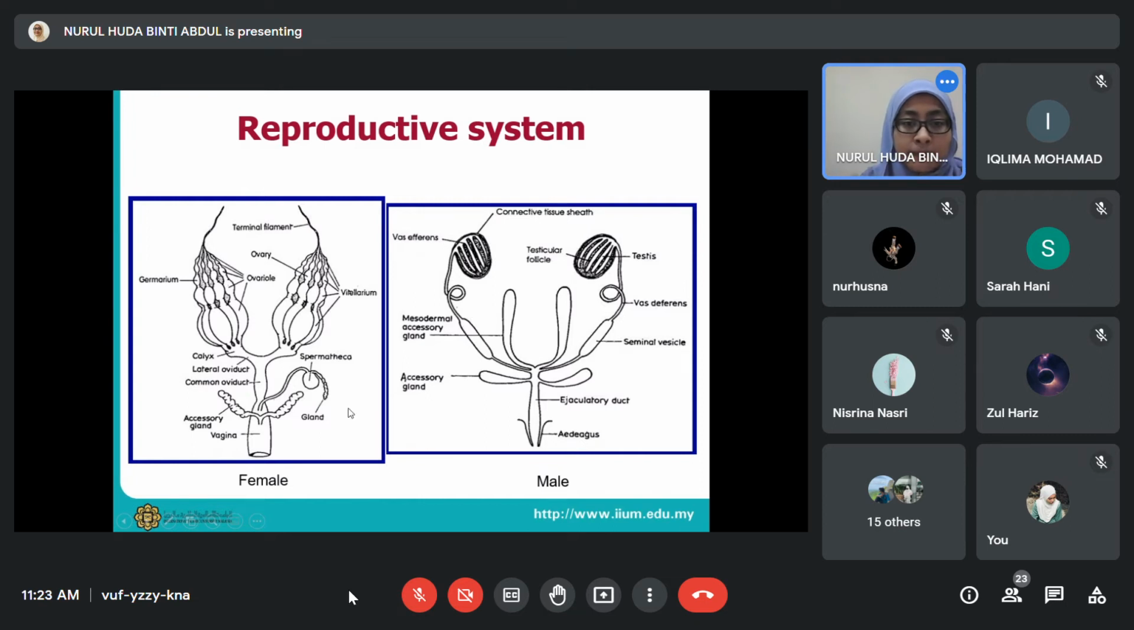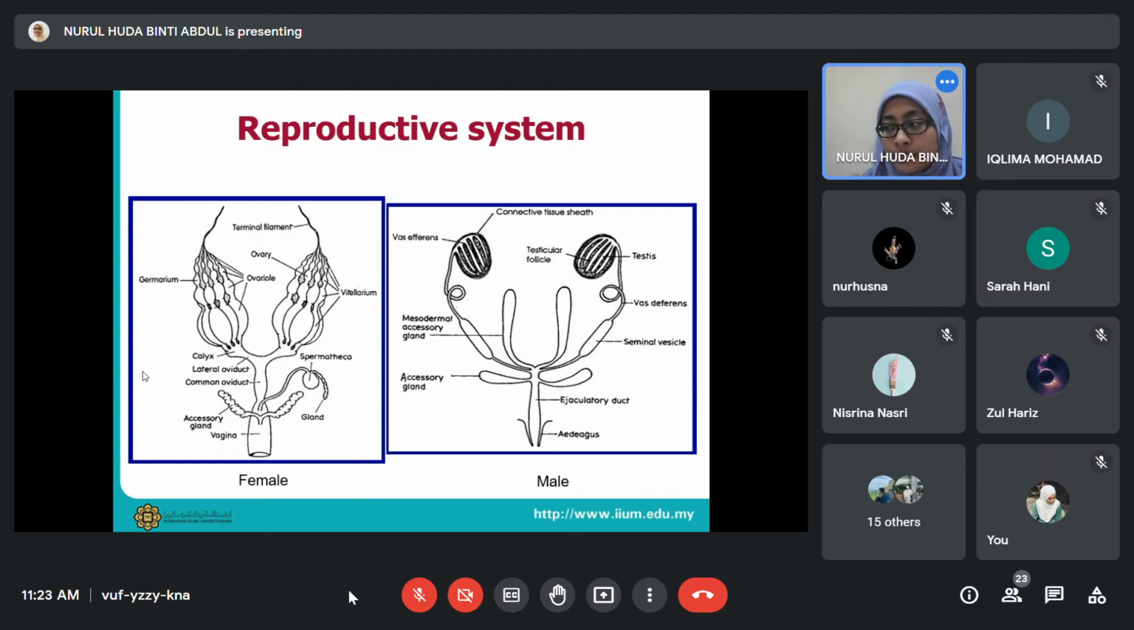But for female, it's quite complicated, okay, because they have certain parts that produce ovary or produce eggs, and then they have here what we call a spermatheca. It's not that they produce sperm, but this is the area where they can collect the sperm during the mating process, and then keep the sperm until they want to use it.